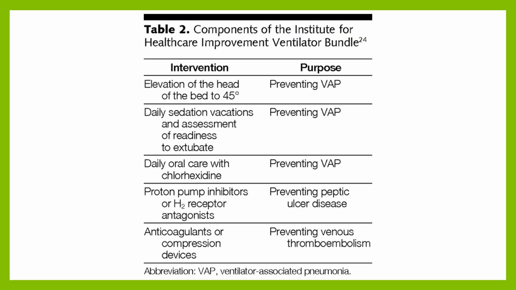Keep in mind your ventilator bundle elements. Below are the components to help prevent VAPs: elevation of the head of bed at 45 degrees or greater, daily sedation vacations and assessment of readiness to extubate, daily oral care with chlorhexidine, proton pump inhibitors or H2 receptor antagonists, and anticoagulants or compression devices.